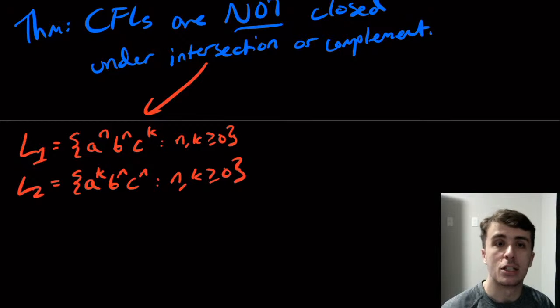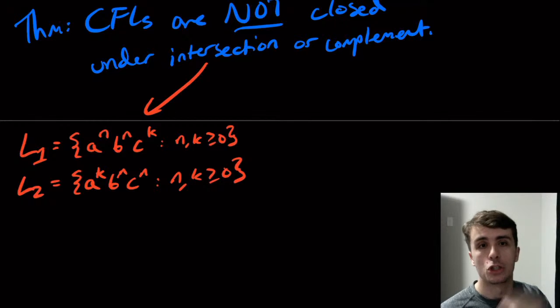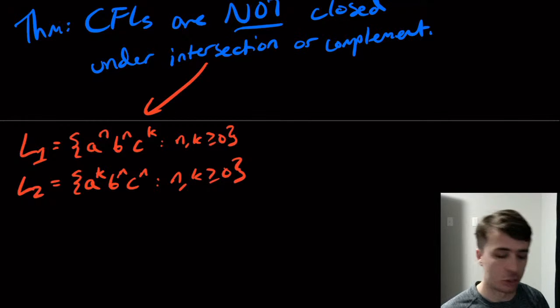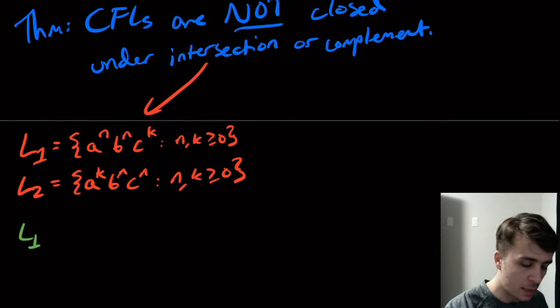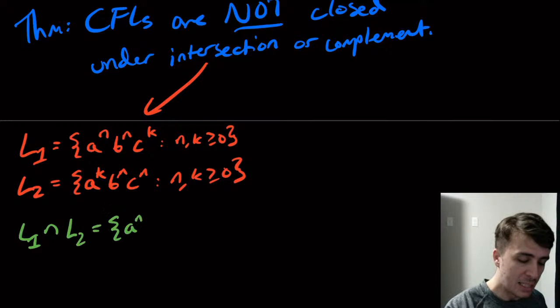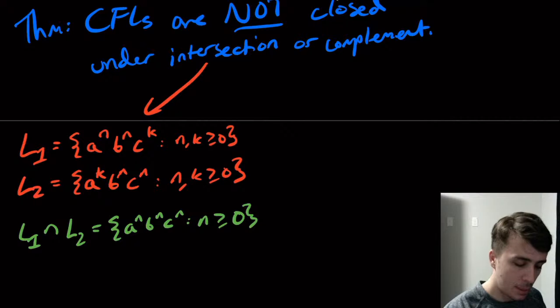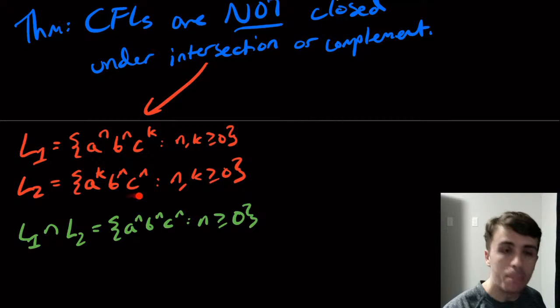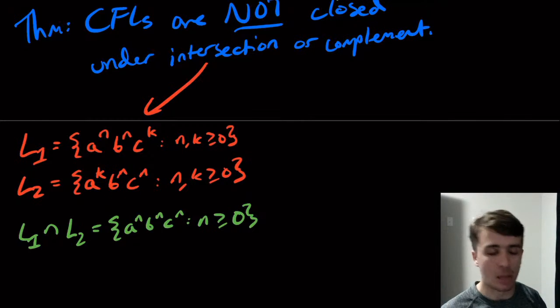And in fact, in tomorrow's video, I'm going to give you a completely different proof other than this one to show not closure under intersection. So we can clearly see, or hopefully clearly see, that L1 intersection L2 is A^n B^n C^n, where n is at least 0. Because this is saying that in the intersection, we have to have the same number of A's and B's and the same number of B's and C's. And so they must all be the same by that logic.